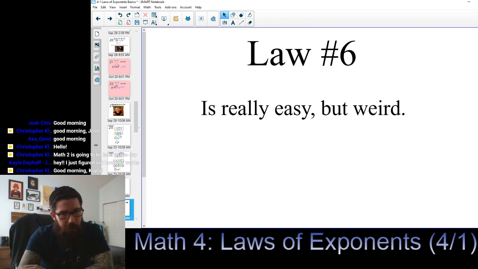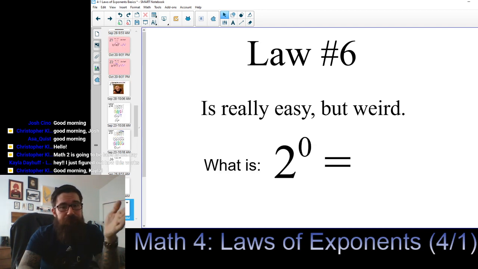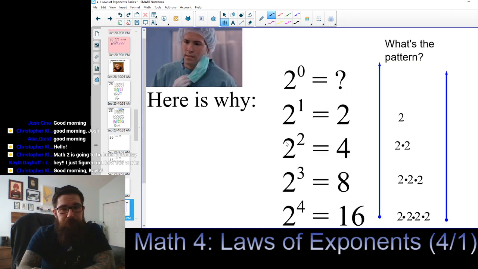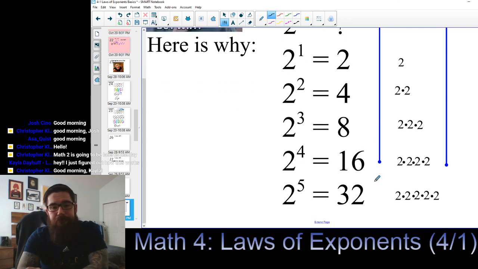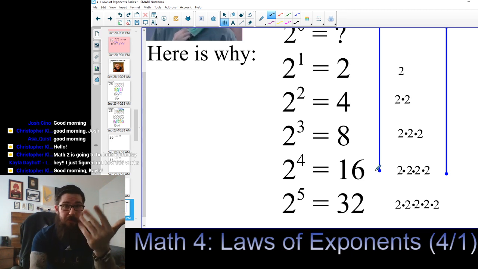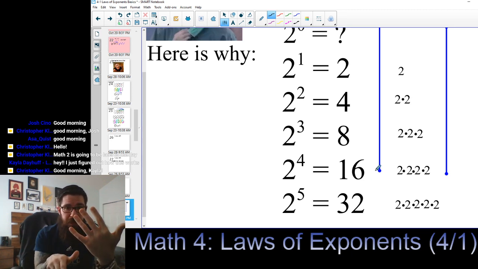We're going to go quick through Law 6. It's something that's always going to be true, except for one time that it's not. 2 to the 0, what is it? You might already know. Ooh, change back to a pen. 1. Let's show you why. 2 to the 5th, we know is going to be 32 because it means 2 times 2 times 2 times 2 times 2. I got 5 of these all multiplied.